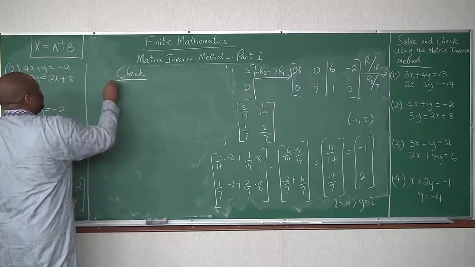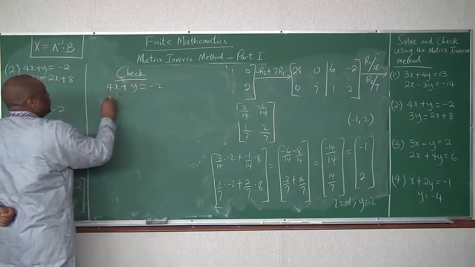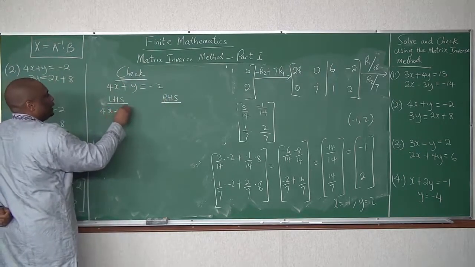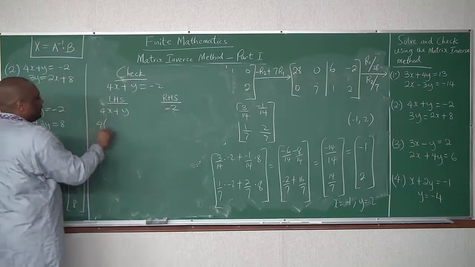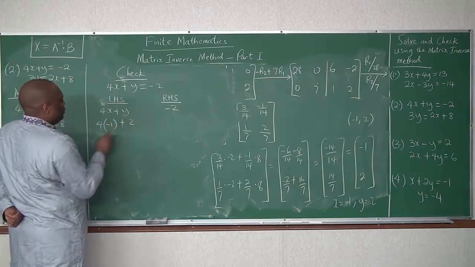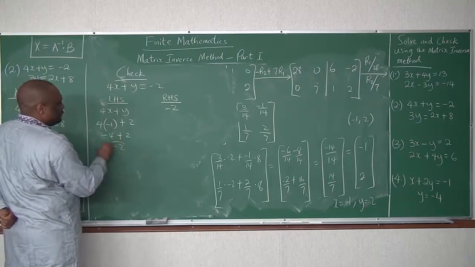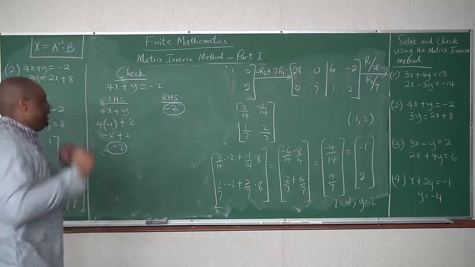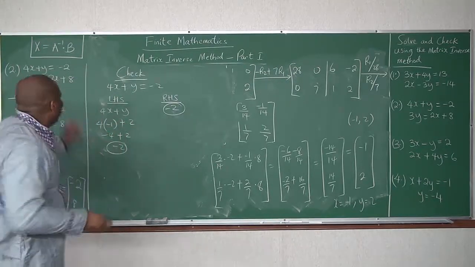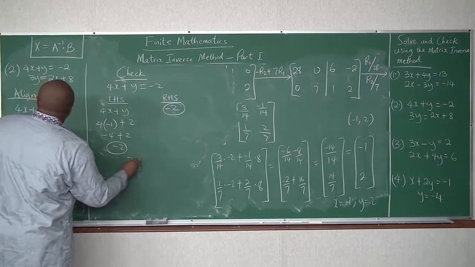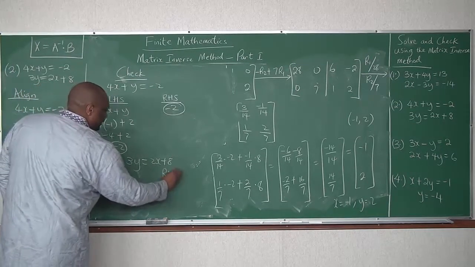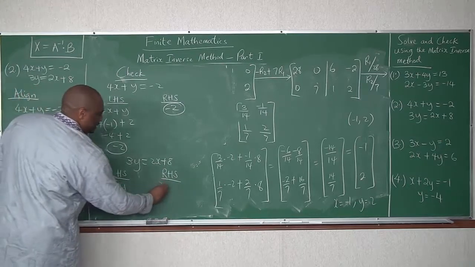So we use this first equation, 4x plus y equal to negative 2, left hand side, right hand side. Left hand side is 4x plus y, right hand side is negative 2. So this is 4 times x is negative 1 plus 2. So negative 4 plus 2, this is negative 2. Yay! Now don't ask too much, you just ask a little. Okay, then you check the next one. 3y equal to 2x plus 8. Left hand side, right hand side. This is 3y, this is 2x plus 8.